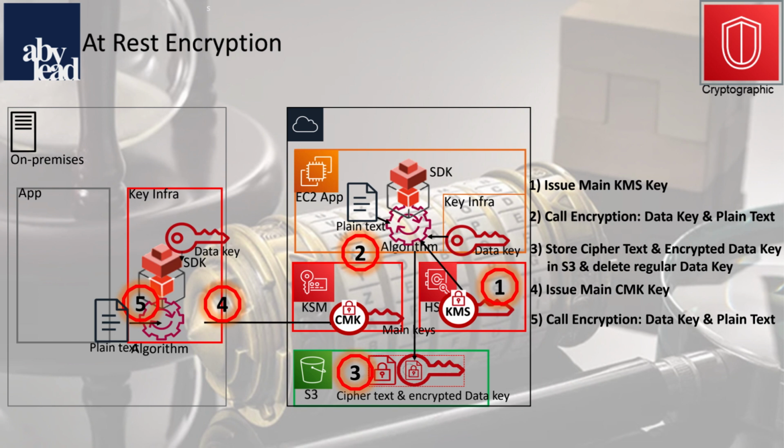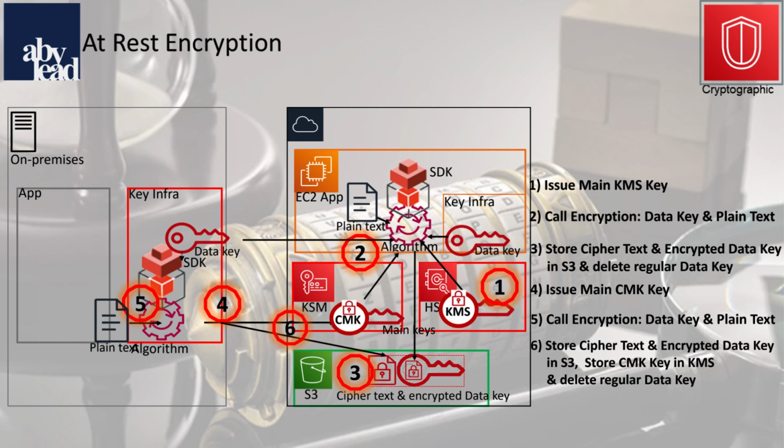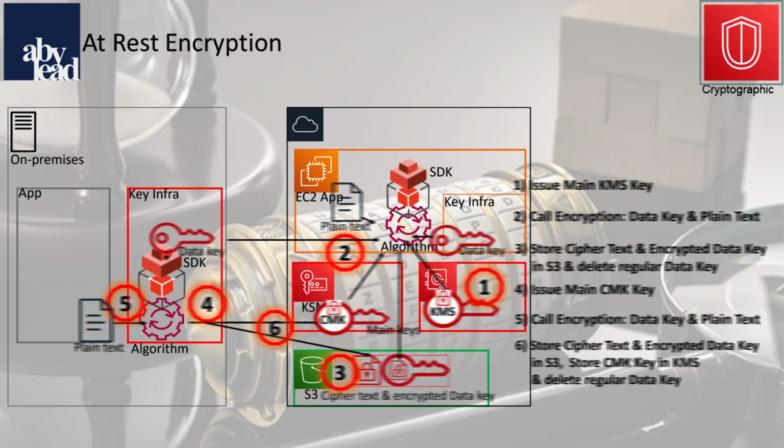The main CMK key is also available in the AWS cloud, but you kick off encryption with the plain and the encrypted data key. Finally, the encrypted data key together with the ciphertext file gets stored in S3 storage.